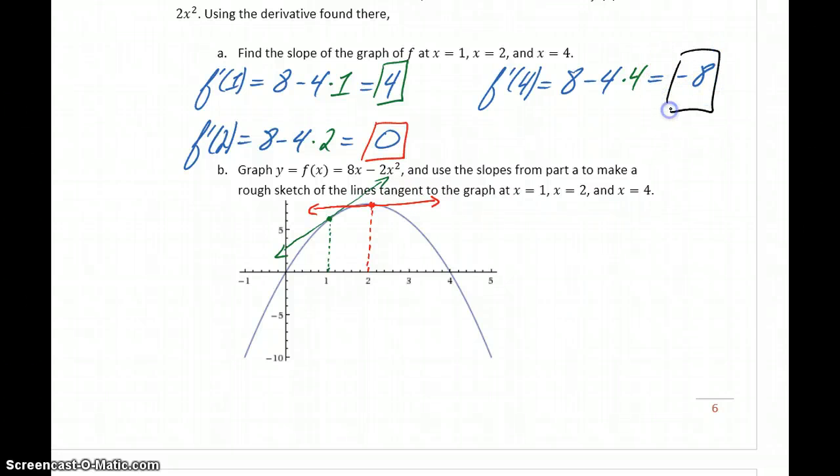And then we can look at x equals 4. Here we came up with a slope of negative 8. So what that's telling us is that our tangent line is decreasing. The slope of that tangent line is negative 8, meaning that at that exact instant, our function is decreasing at that rate of negative 8.